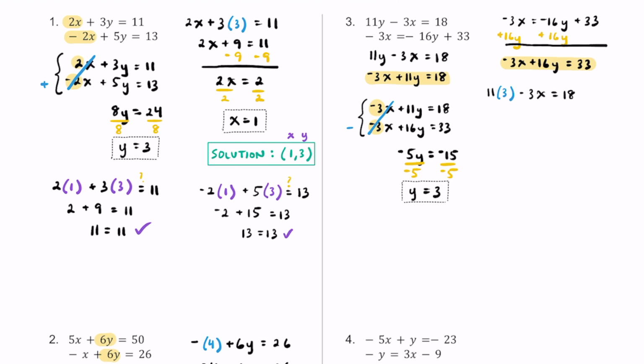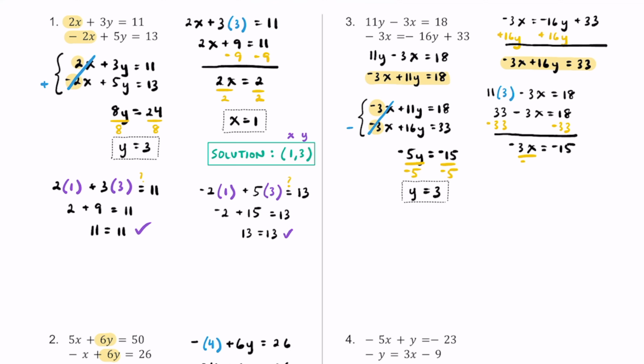Now 11 times 3 is 33, so we have 33 minus 3x is equal to 18, and we now just have a two-step equation. Let's go ahead and subtract 33 on both sides of this equation. The 33s are going to cancel out on the left side, so we're going to get negative 3x is equal to, looks like negative 15. And then we have a one-step equation.